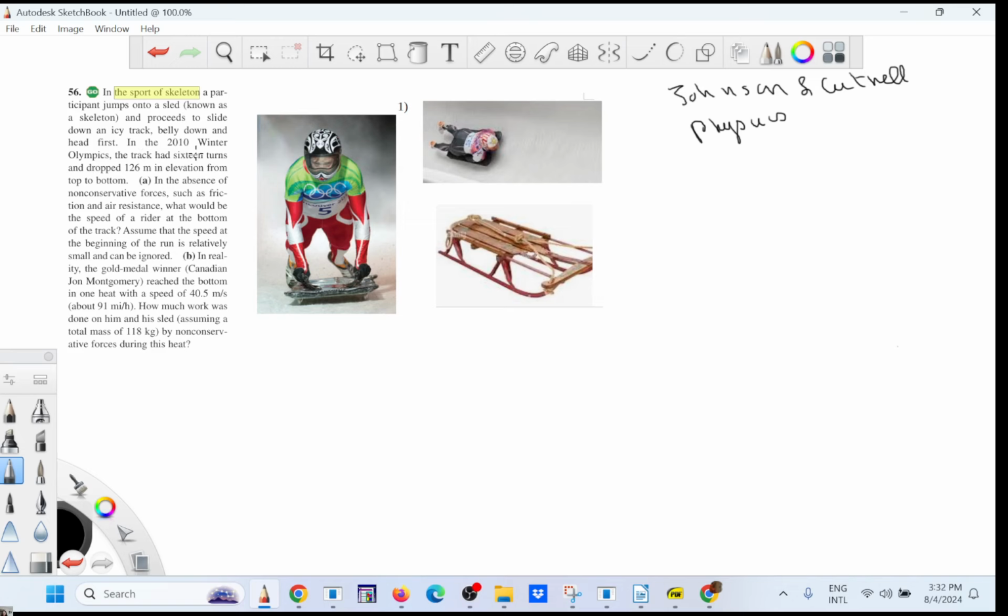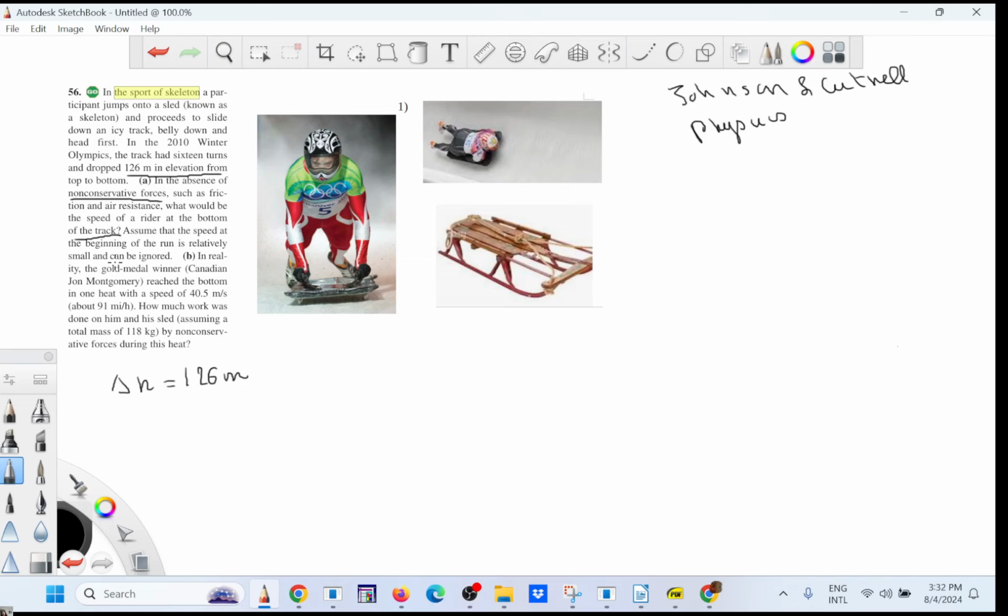Okay. So here we're going to apply conservation of energy and the work energy theorem. You can pause the video, but what matters here, you see the elevation. Okay, it's 126 meters. So total elevation is going to be 126 meters. In the absence of non-conservative forces, so that means we neglect friction and we neglect drag, what's the speed at the bottom of the track?